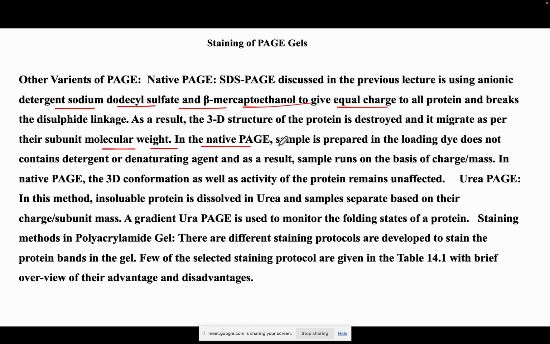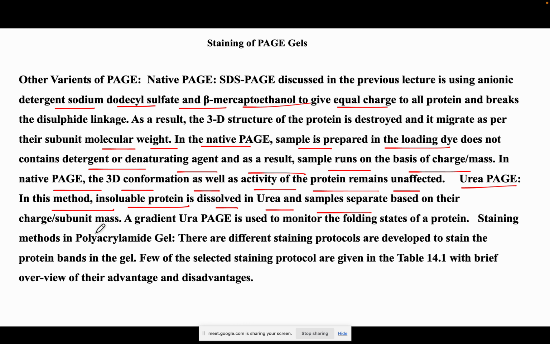So in native PAGE, the sample is prepared in the loading dye, which does not contain detergent or any denaturing agent, and as a result, the sample runs on the basis of charge per mass. In native PAGE, the 3D conformation as well as activity of the protein remains unaffected. In urea PAGE, in this method, insoluble protein is dissolved in urea and samples separate based on their charge per subunit mass. A gradient urea PAGE is used to monitor the folding states of a protein.